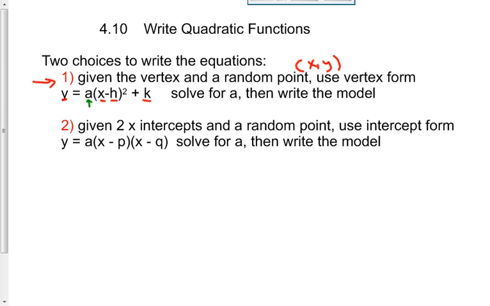That's what we need to solve for. We need to solve for a. As soon as we get an answer for a, then we're done. And we can just simply write the model with whatever that a number is.